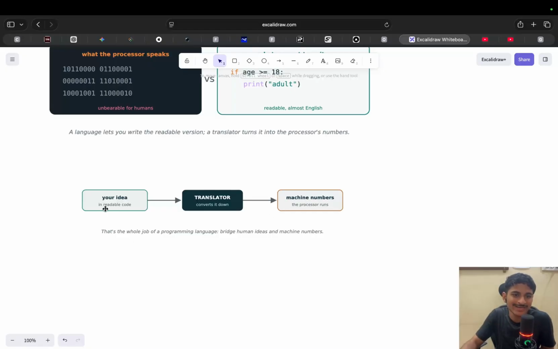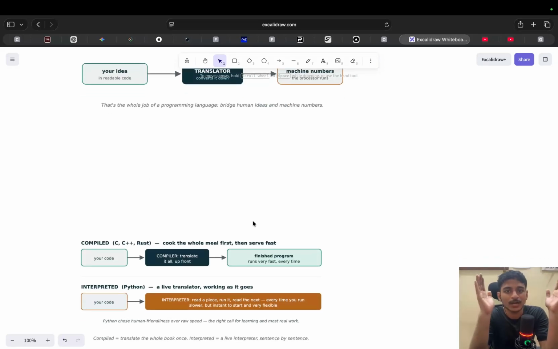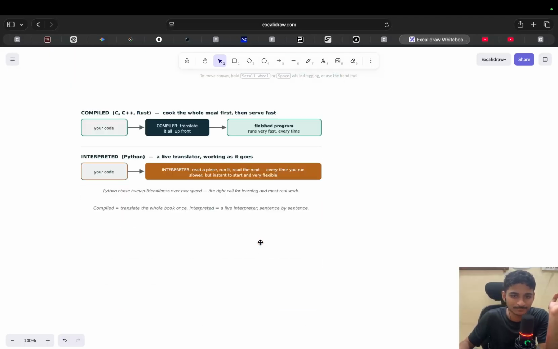Your idea in human-readable code is converted by a translator which directly interacts with the machine numbers. This translator can be of different types, generally of two types. It can be compiled or it can be interpreted. What is compilation and what is interpretation? What is an interpreter and what is a compiler?